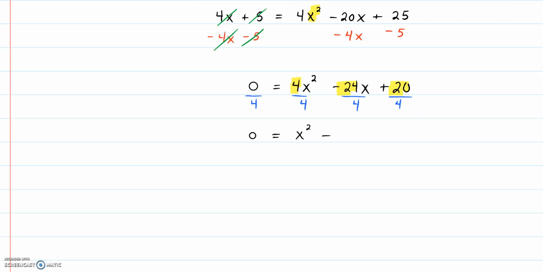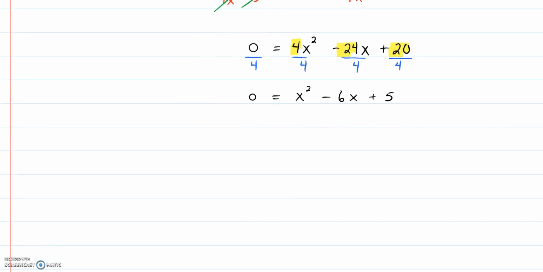-24 divided by 4 is -6, and then the x comes along. And then 20 divided by 4 is simply just 5. And so if you ask me, this quadratic equation looks a lot friendlier than the one that we originally had. Alright, so I'm going to go ahead and factor this.